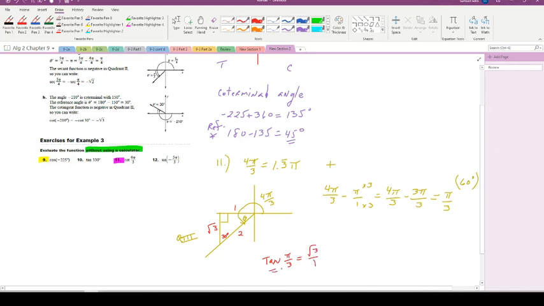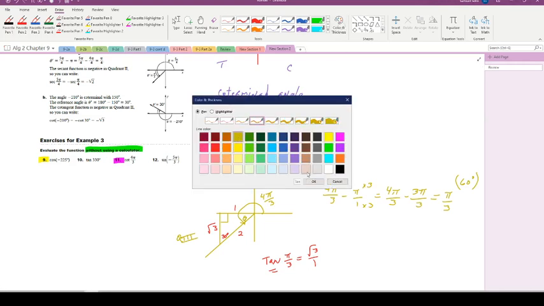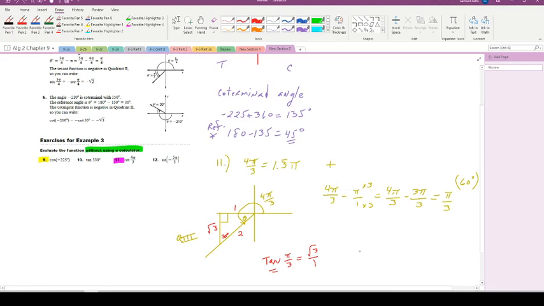But I'm not looking for the tangent. I'm looking for the cotangent. So to find the cotangent, which is positive, of this angle, I do 1 over the square root of 3, but I can't keep it that way, so I multiply by the square root of 3 over the square root of 3. And that gives me the square root of 3 over 3, and there is my final answer.